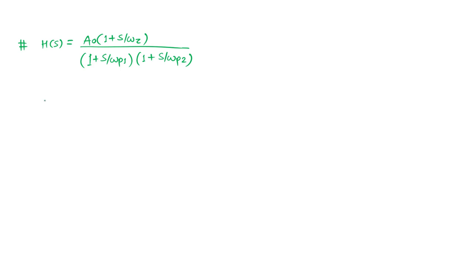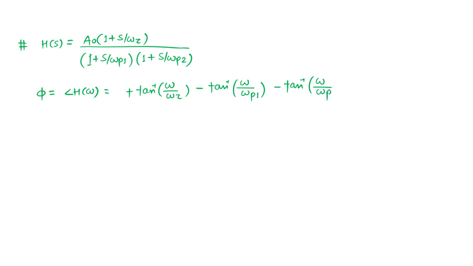Okay, so I want to write the phase here. What is the phase, which I also call the angle of H of j omega? It is coming as plus tan inverse omega by omega z, minus tan inverse omega by omega p1, minus tan inverse omega by omega p2. Okay, so I want all these things at omega equal to omega UGB.